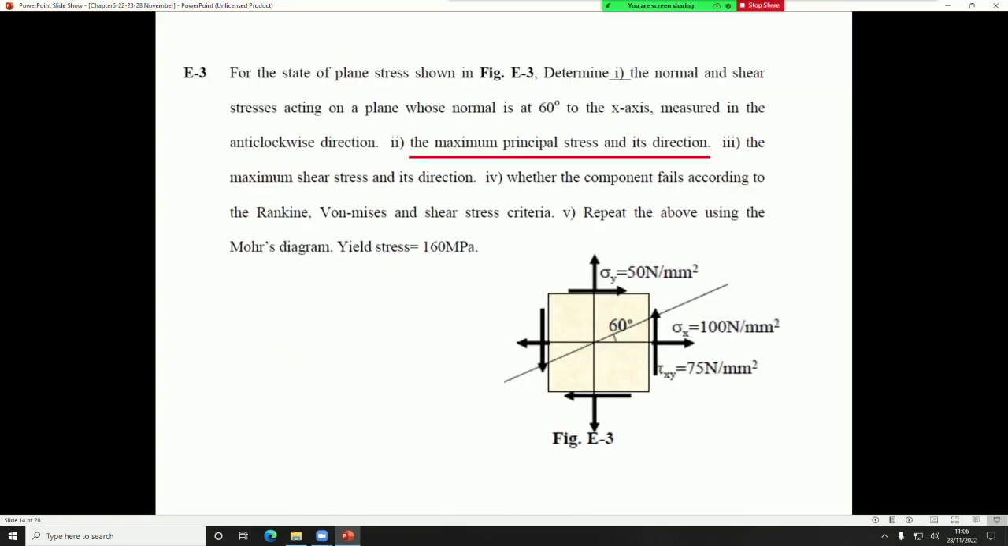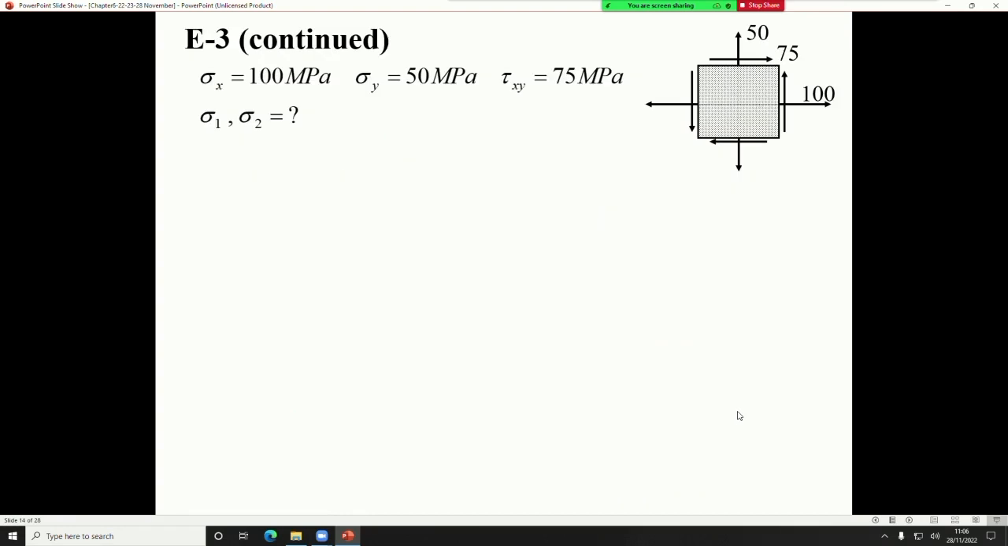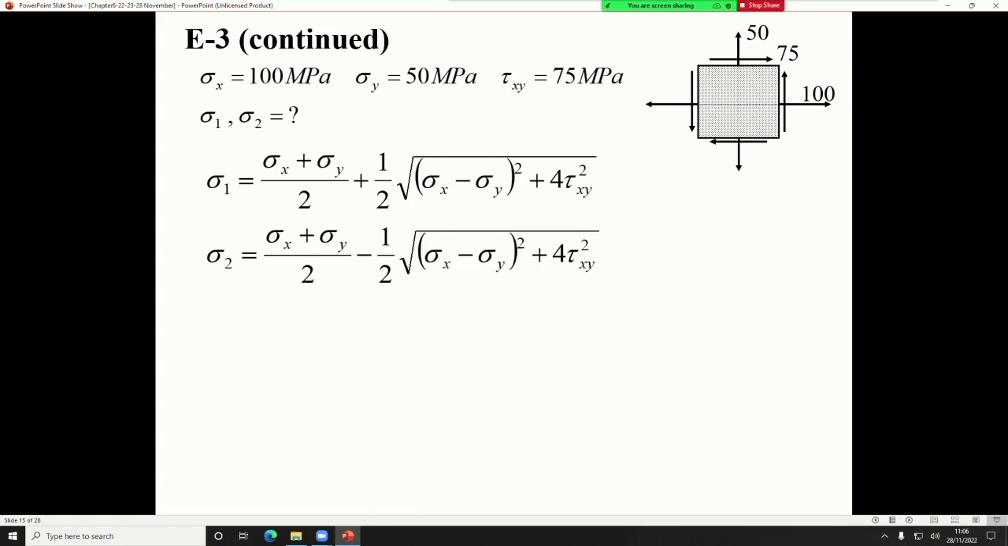Now we move on to the next part of question number three. We've solved the first part. The next part asks us to find the maximum principal stress and its direction. We have two equations to find principal stresses, so I've separated them as two different equations. As I said earlier, the plus sign does not always give us the maximum principal stress. Sometimes it gives us the minimum principal stress.